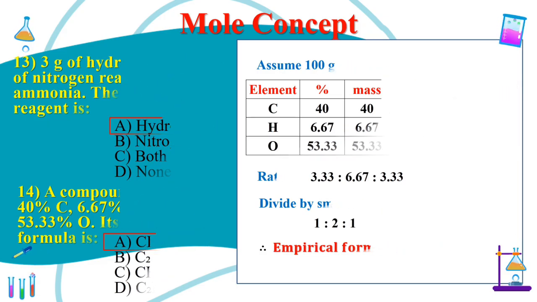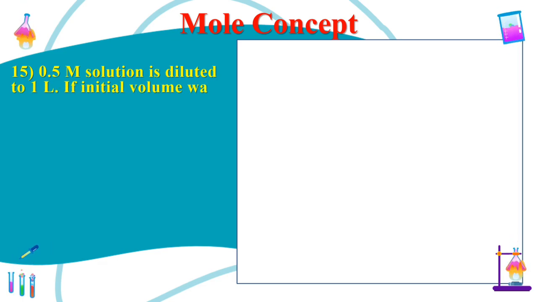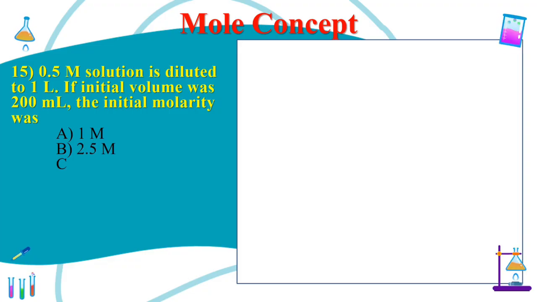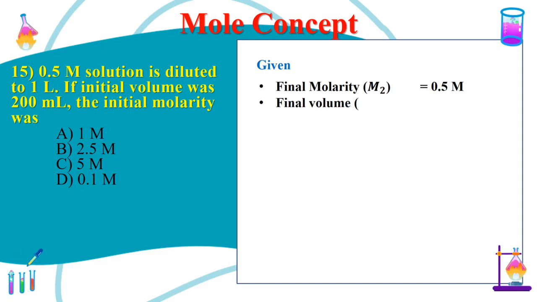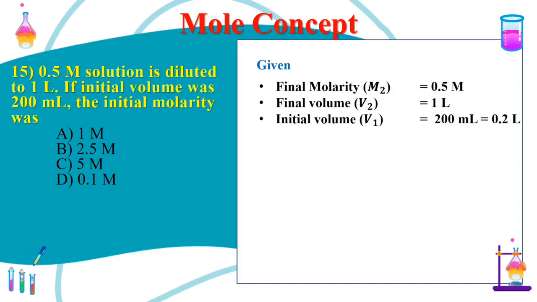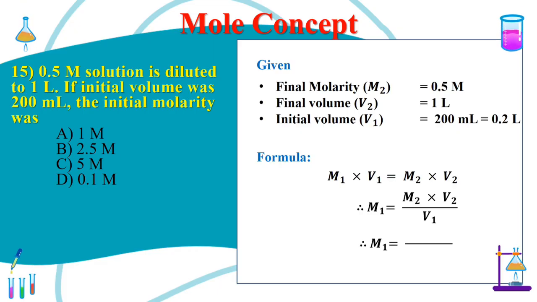Now moving to the last question, that is 0.5 mole of solution is diluted to 1 liter. If initial volume was 200 ml, the initial molarity was. So, based on the given numerical and from the dilution formula, that is M1V1 is equal to M2V2, rearrange and substitute the value to calculate initial molarity of the solution, and that is 2.5 molar.